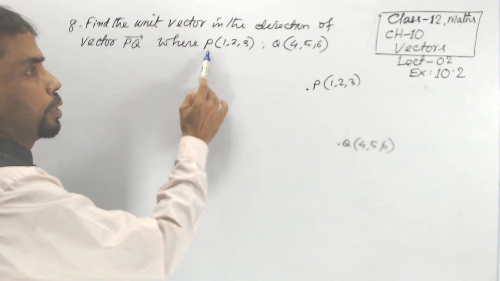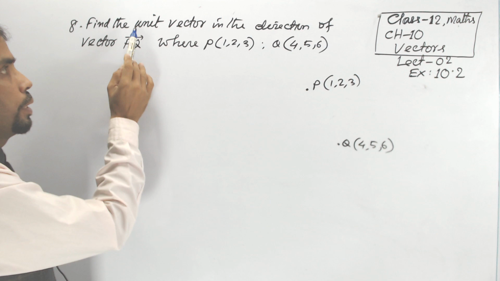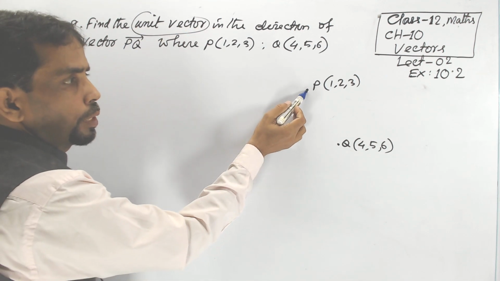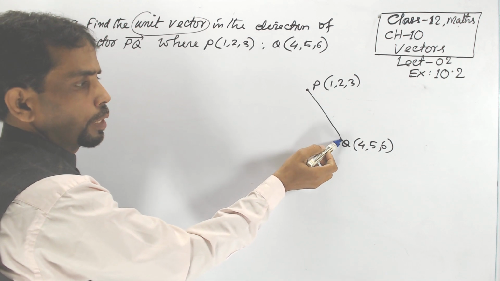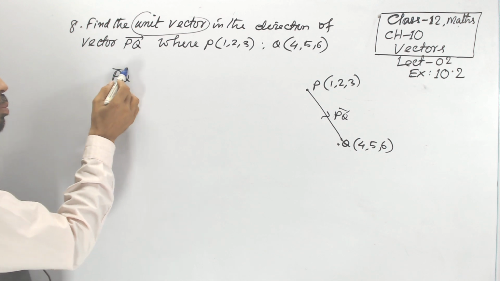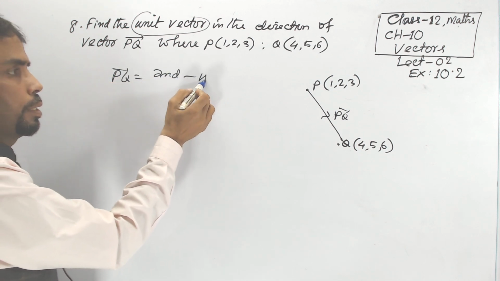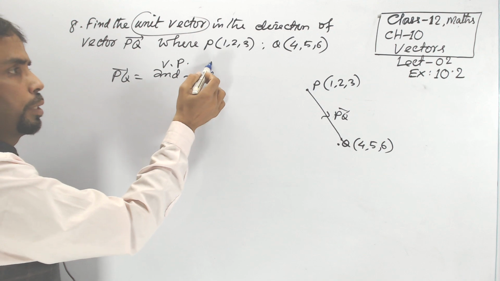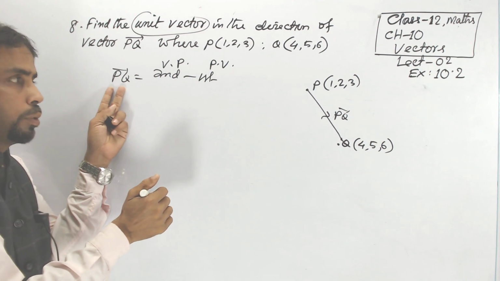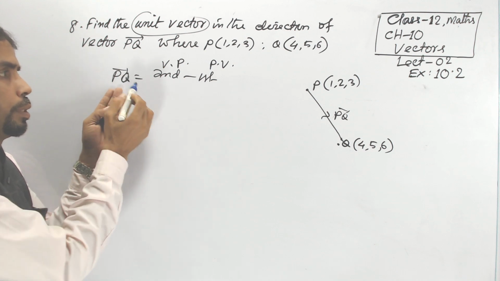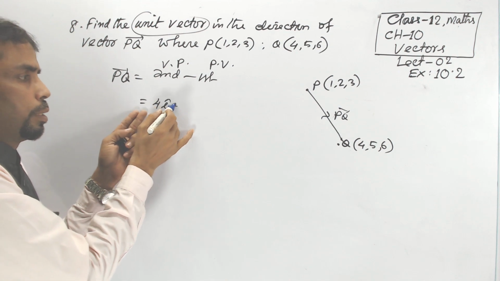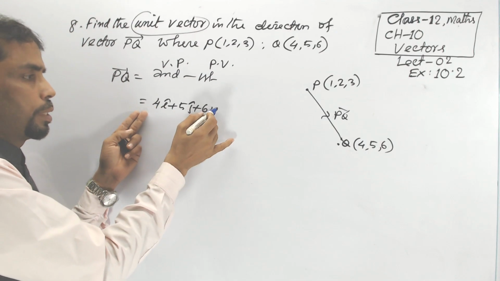Question number 8. Two points are given, one is P, another is Q, and you are asked to find a unit vector in the direction of PQ, along the vector PQ. That means we have to take the vector from P to Q, direction from P to Q, and we have learned how to find PQ. It is second minus first. Actually, position vector of second minus position vector of first. And second and first, we have to see the order in which we have written. Second is Q. So Q position vector is 4, 5, 6. It will be 4i plus 5j plus 6k.